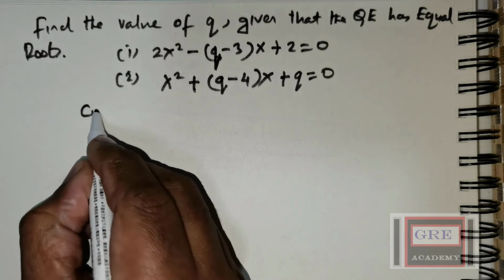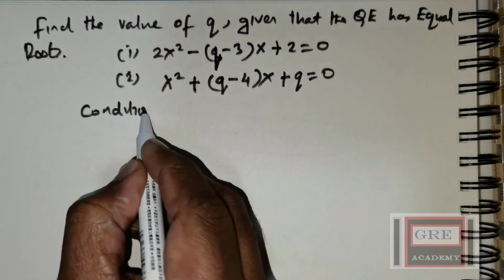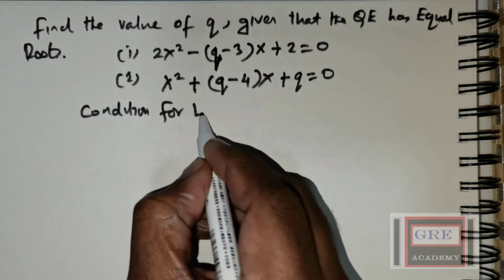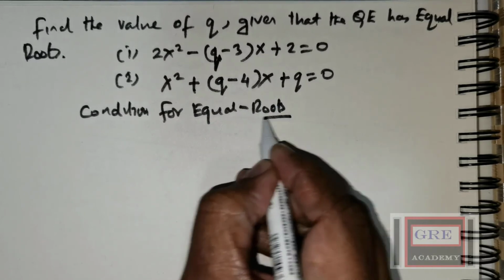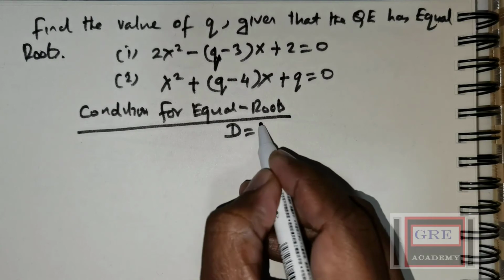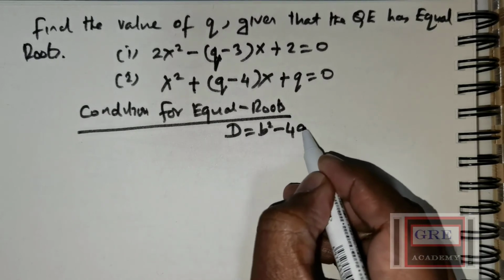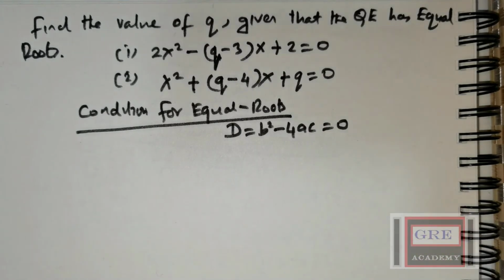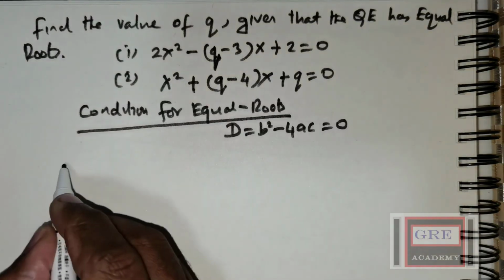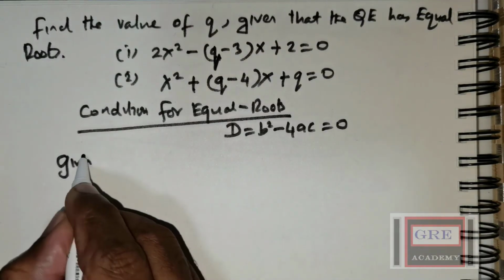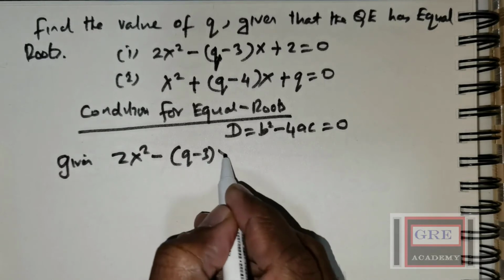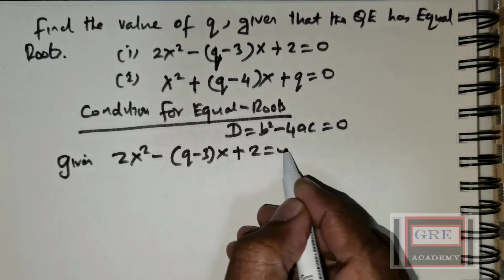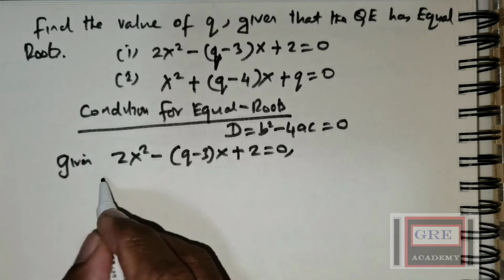So the condition for equal roots is that the discriminant D, being equal to b squared minus 4ac, should be equal to 0. Now clearly from the given equation, we are given 2x squared minus (q minus 3) times x plus 2 is equal to 0. This is given.